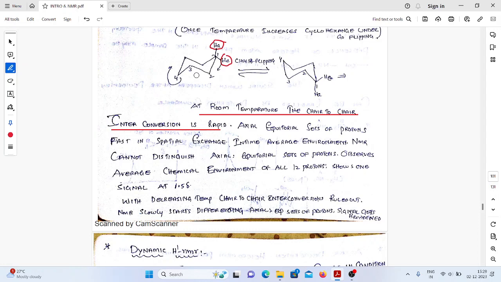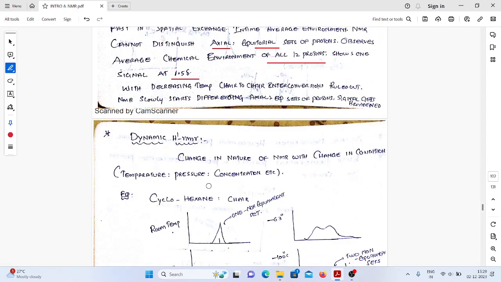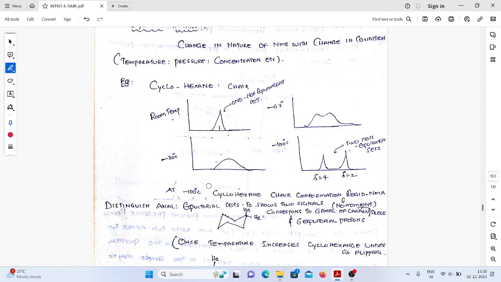So at room temperature, chair to chair interconversions are maximum. That's why we are not able to recognize axial and equatorial protons separately. All 12 protons are considered as only one set and give only one signal with a chemical shift value of 1.5 delta. Suppose you decrease the temperature.